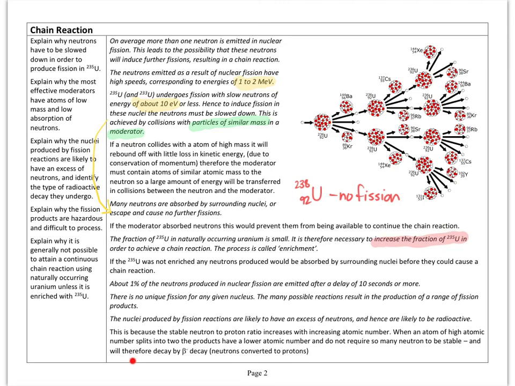If they have an excess of neutrons, they will therefore undergo beta minus decay, where a neutron is converted to a proton. So now, hopefully you know everything you need to know about going and making a nuclear bomb.